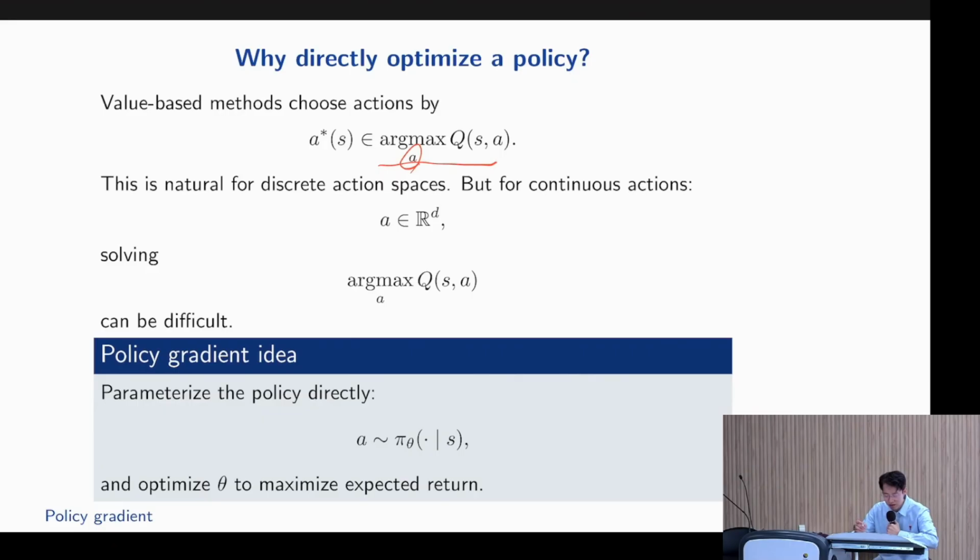And for continuous actions, solving this optimization over actions may be difficult because Q may be non-convex, and this can be another difficult optimization problem. There's a way around this. We can talk about it in actor critic if we have time. But what we want to do is learn the policy, optimize for it directly.